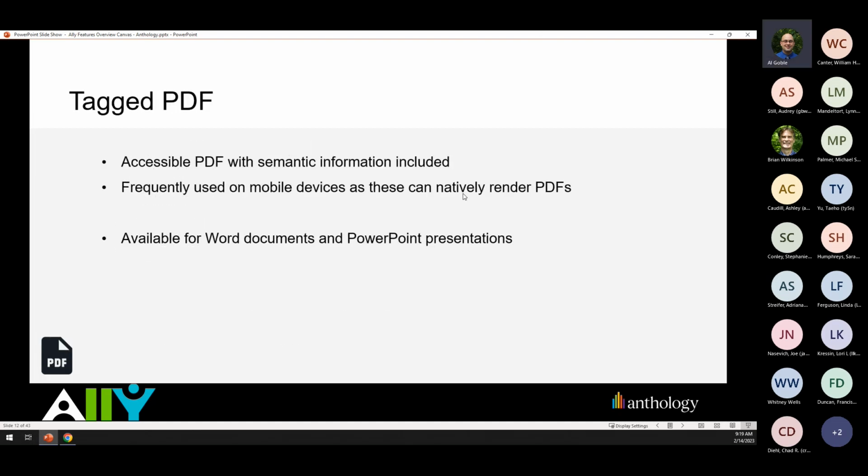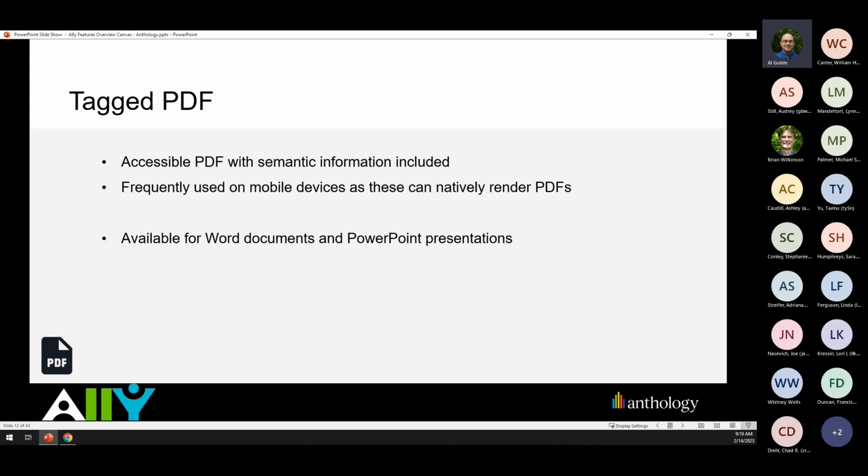The next alternative format we have is tagged PDFs. And so these are PDF documents that have semantic information about the structure of the document in them. And oftentimes you're able to generate these from Word or PowerPoint. But we are able to do that if the instructor just uploads a Word document. We're able to generate these automatically through the alternative format.